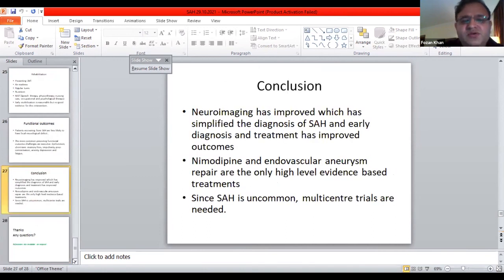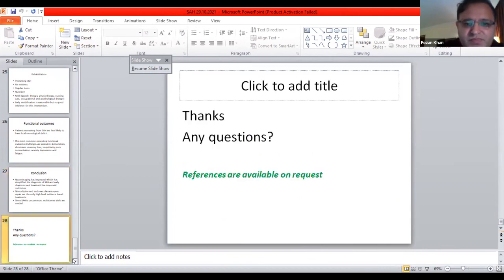So in conclusion, neuroimaging has improved, which has simplified the diagnosis of subarachnoid hemorrhage. Early diagnosis and treatment have improved outcomes. So now patients are surviving better and surviving more after subarachnoid hemorrhage. Nimodipine and endovascular aneurysm repair are the only high-level evidence-based treatments. Since subarachnoid hemorrhage is uncommon, multi-center trials are needed.